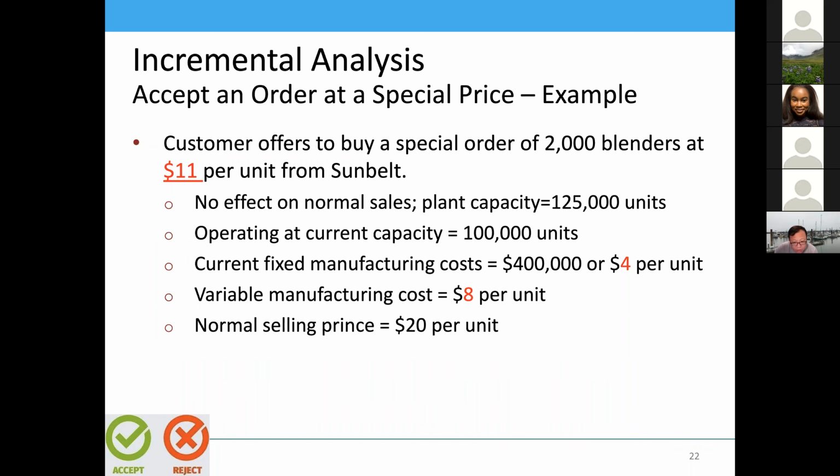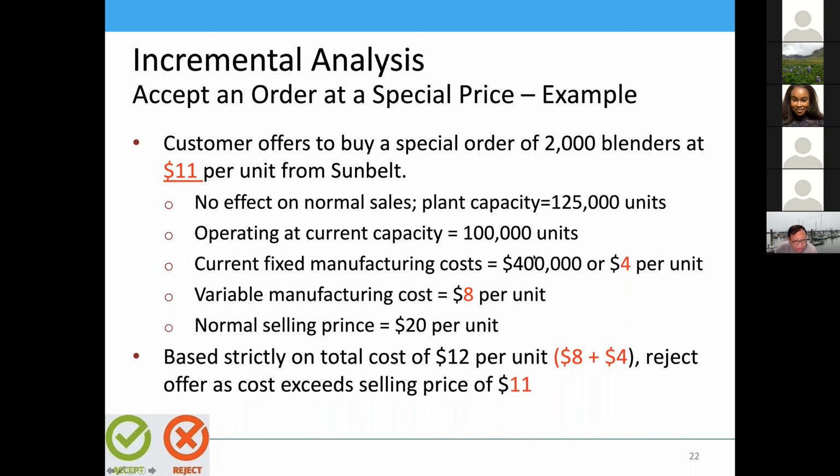So let's take a look. Basically it's really about the total cost. So $8 plus $4, that's 12, right? And that exceeded the selling price of 11, right? So we should reject this order. If this makes sense to you, please raise your hand.